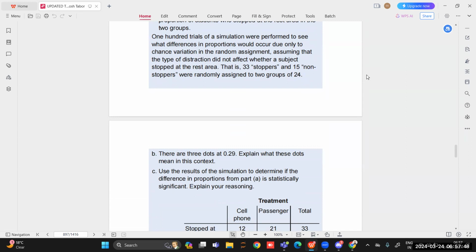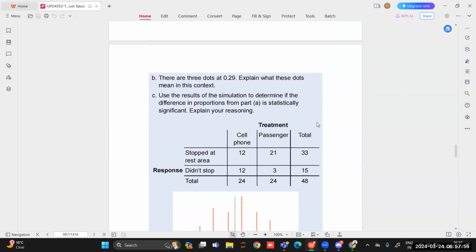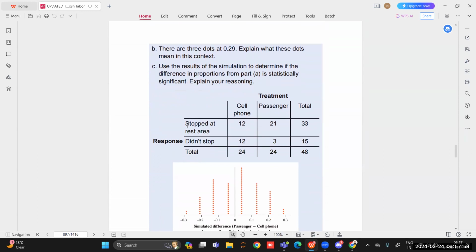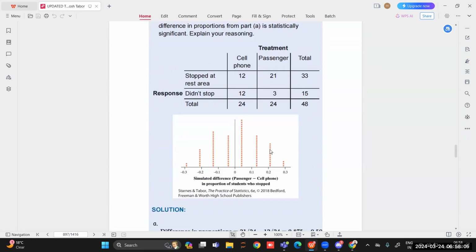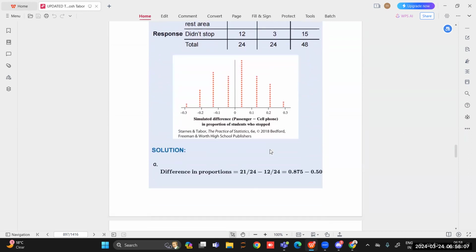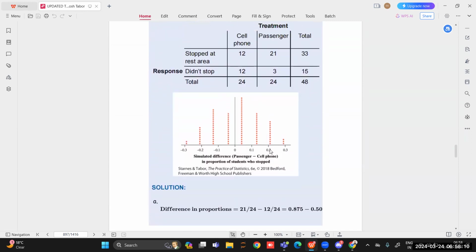Use the results of the simulation to determine if the difference in the proportion from part A is statistically significant. Explain your reasoning. So this is the thing: stopped at the rest area, didn't stop, for cell phone users, the drivers who were talking on a cell phone, and those talking to a passenger. This is the data and this is a dot plot. So what you have to explain in the first question is the difference in the proportion. What's the proportional difference? While he was talking to a passenger, the proportion is 21 upon 24 minus 12 upon 24.